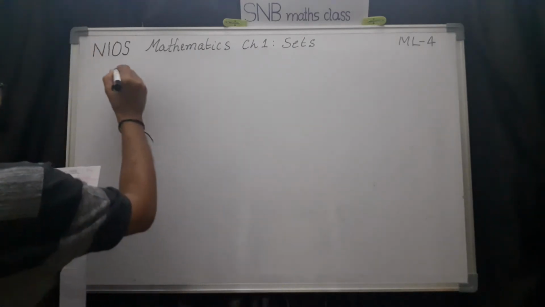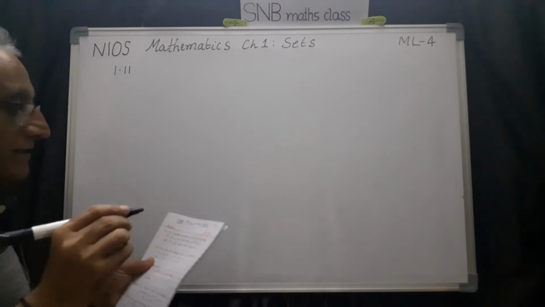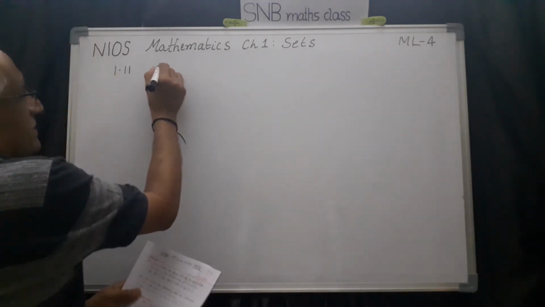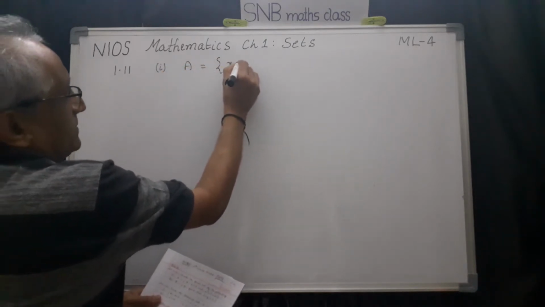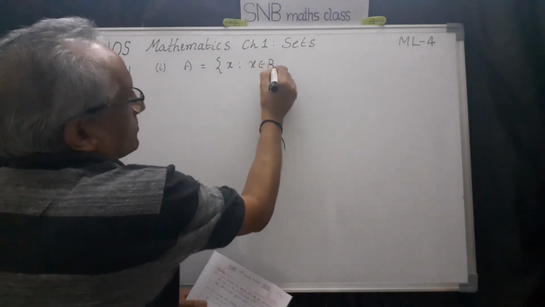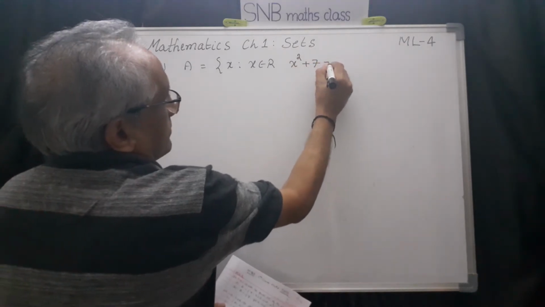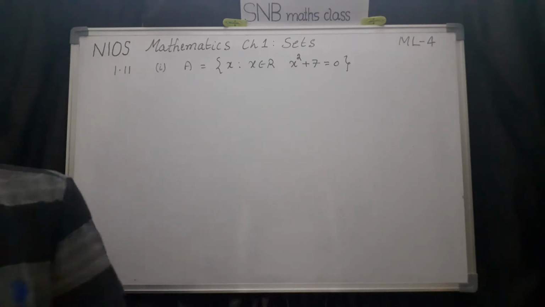First one is this, it is 1.11, that is 11th example. Write the power set of the following. First question is this, A equal to set of all x such that x belongs to R, and x square plus 7 must be 0. So what is the power set of this one?